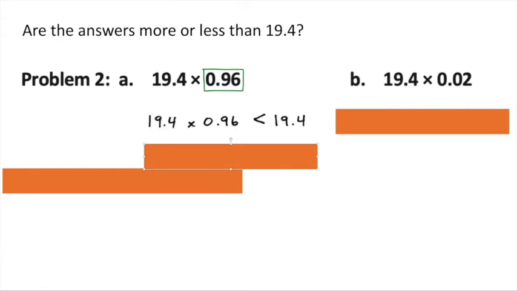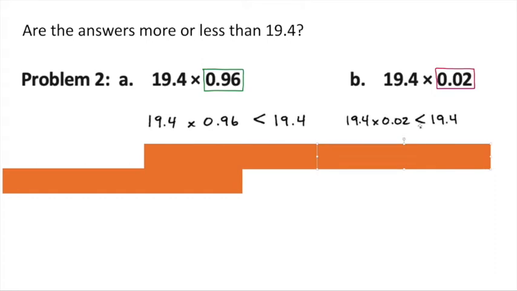Let me change the color of my marker here. Let's take a look at this factor. Can you name this factor for me? Yeah, it's 2 hundredths. So ask yourself, is this value of 2 hundredths less than, greater than, or equal to 1? Yes, it is less than 1. Since it's less than 1, again, we're going to have a product that is less than 19 and 4 tenths. And we can express that here.